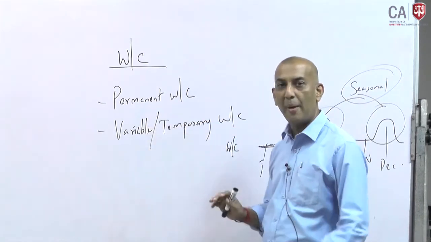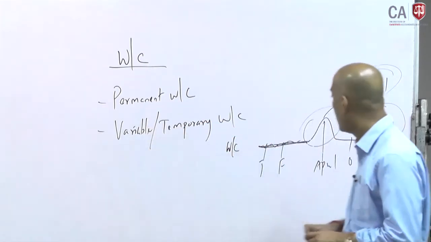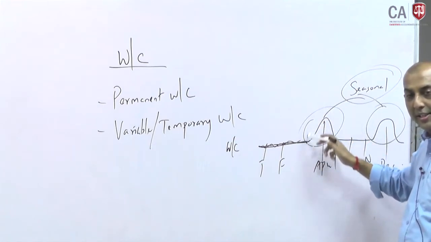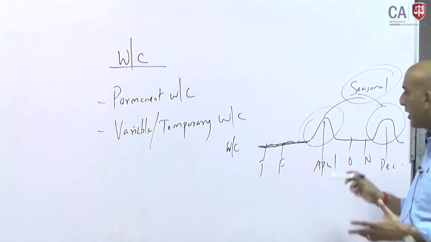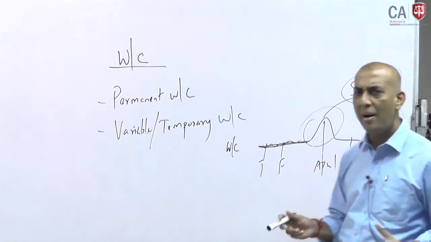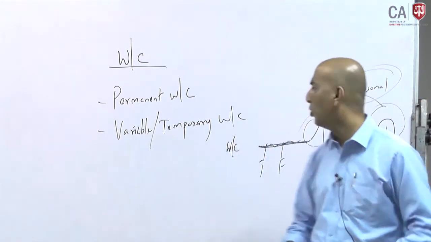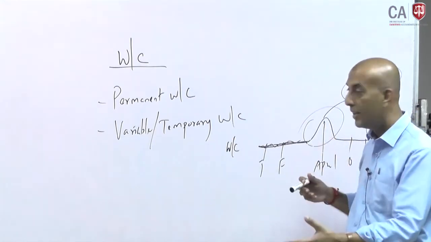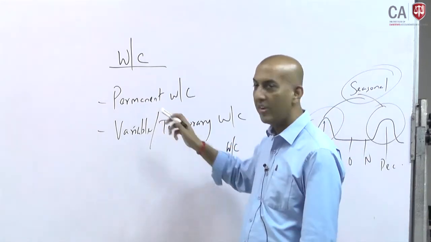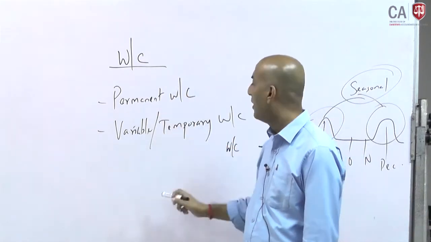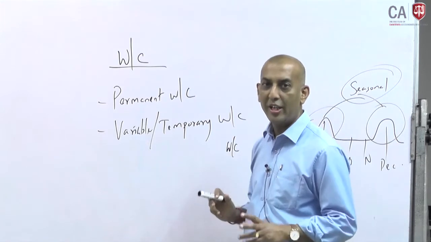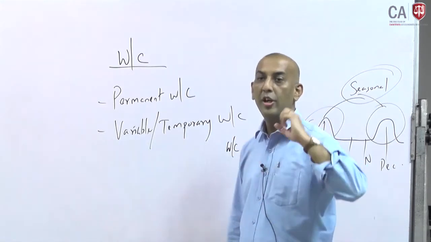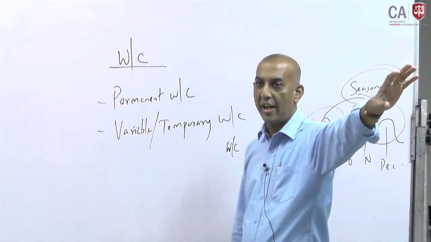Variable or temporary working capital is the amount of working capital you need to carry in order to meet the seasonal demands. So it can be April, it can be December. During the seasonal demand period, you invest more into working capital. So you need to understand there are two types of working capital: permanent working capital and variable working capital. Variable working capital is mainly for the seasonal period. Permanent working capital is what you will carry throughout the 12 months.